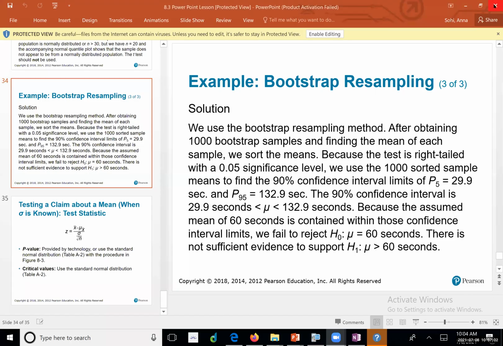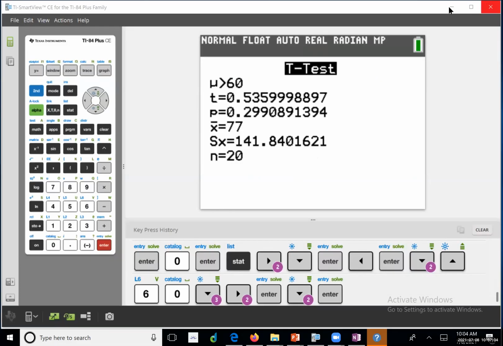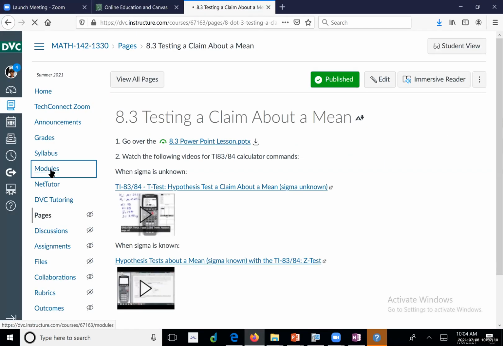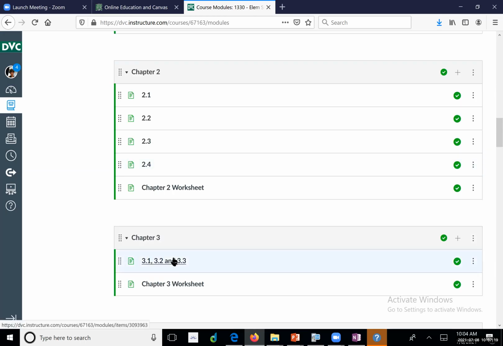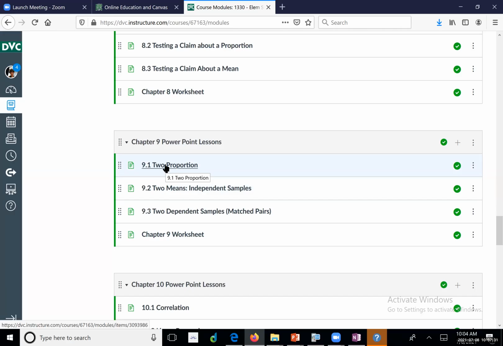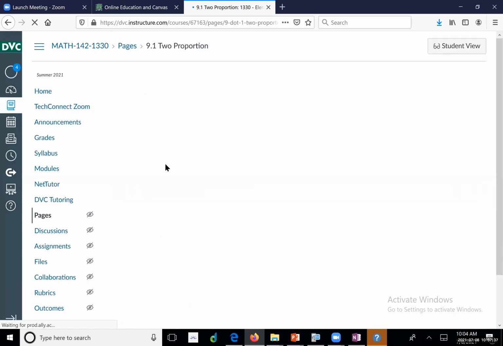Okay, let's go to module 9. Let me close this one. Calculator is fine. OneNote is fine. So watch the videos. It's going to help you before doing the homework. So now you have some idea of testing. In chapter 7, you got ideas about intervals. In chapter 9, you're going to talk about multiple populations: two population proportions and two population means. Today, we're going to talk about two proportions.